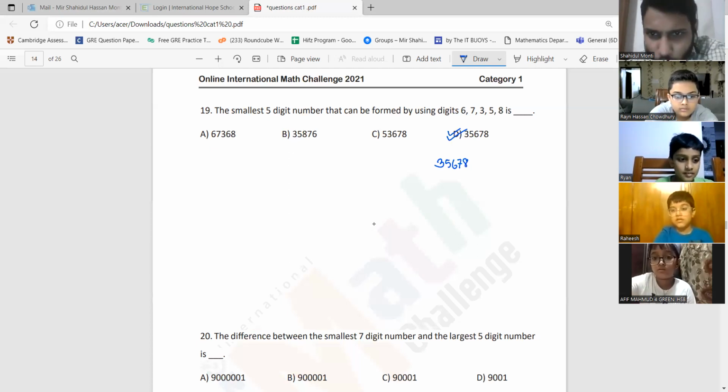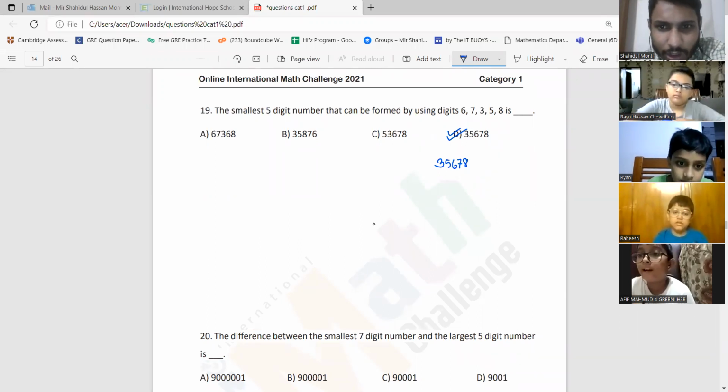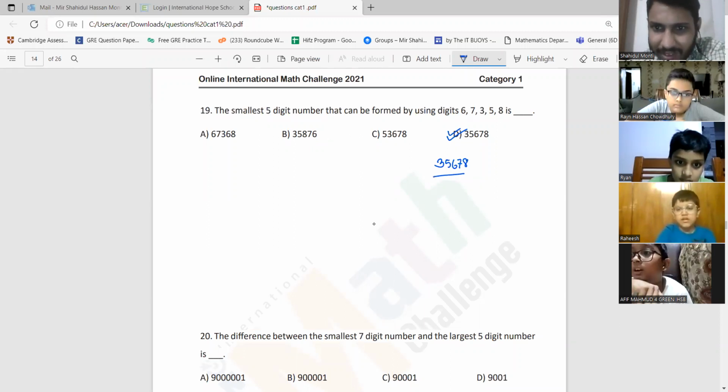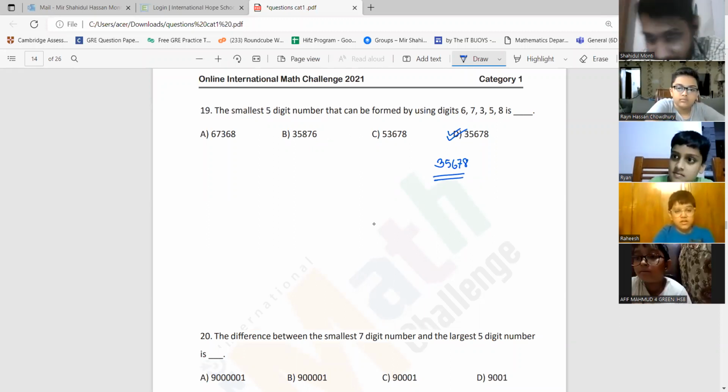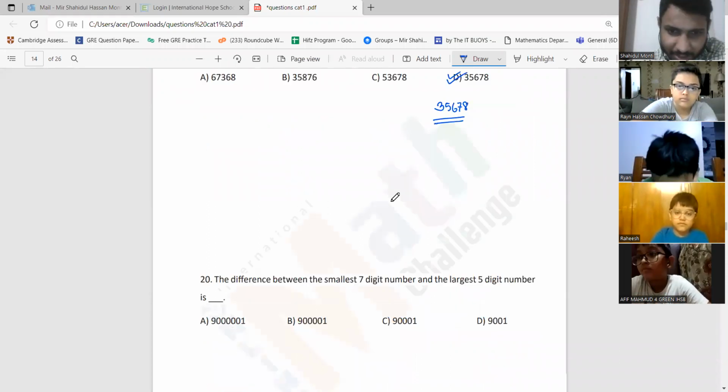Other than that, you can also look at the options. 67,000. Then we have 35,000, 50,000 and 35,000. We can easily understand that there is a competition between B and D. D is smaller because the other two are larger. So we can easily deduce that D is the correct answer. Easy question.